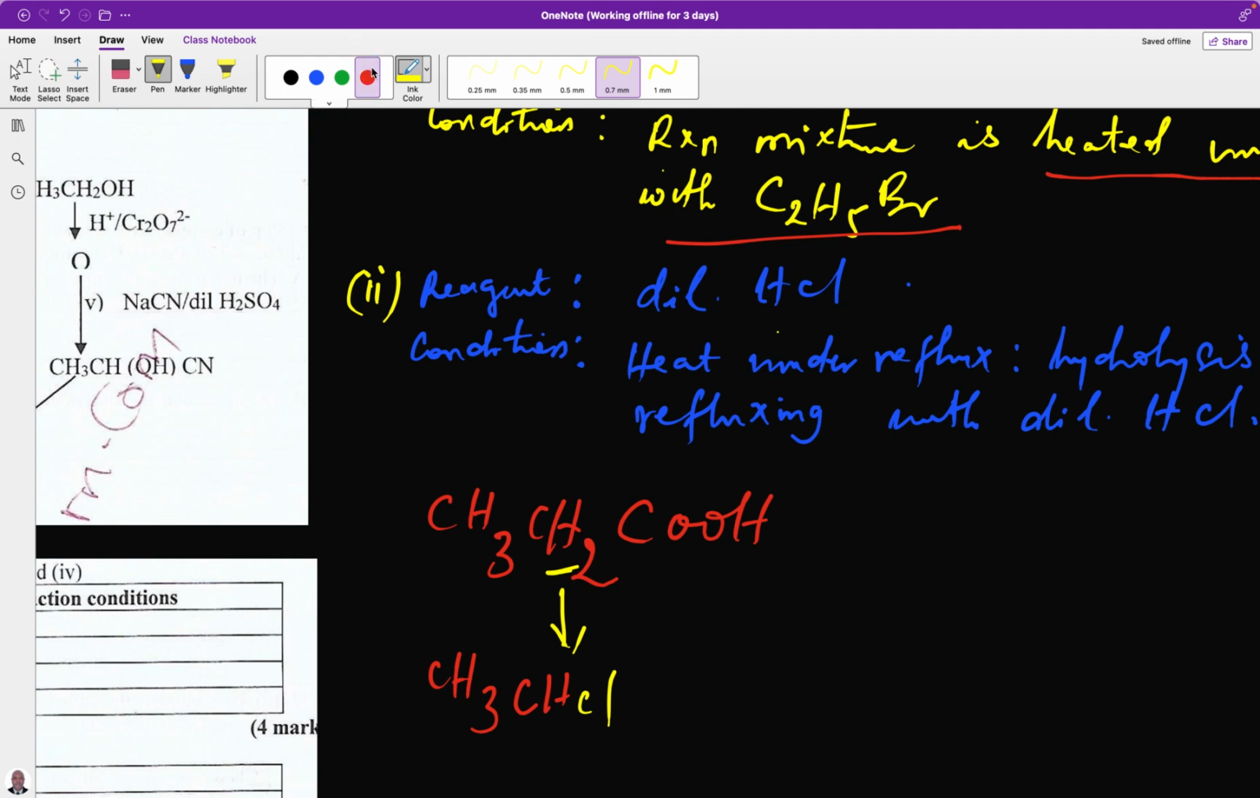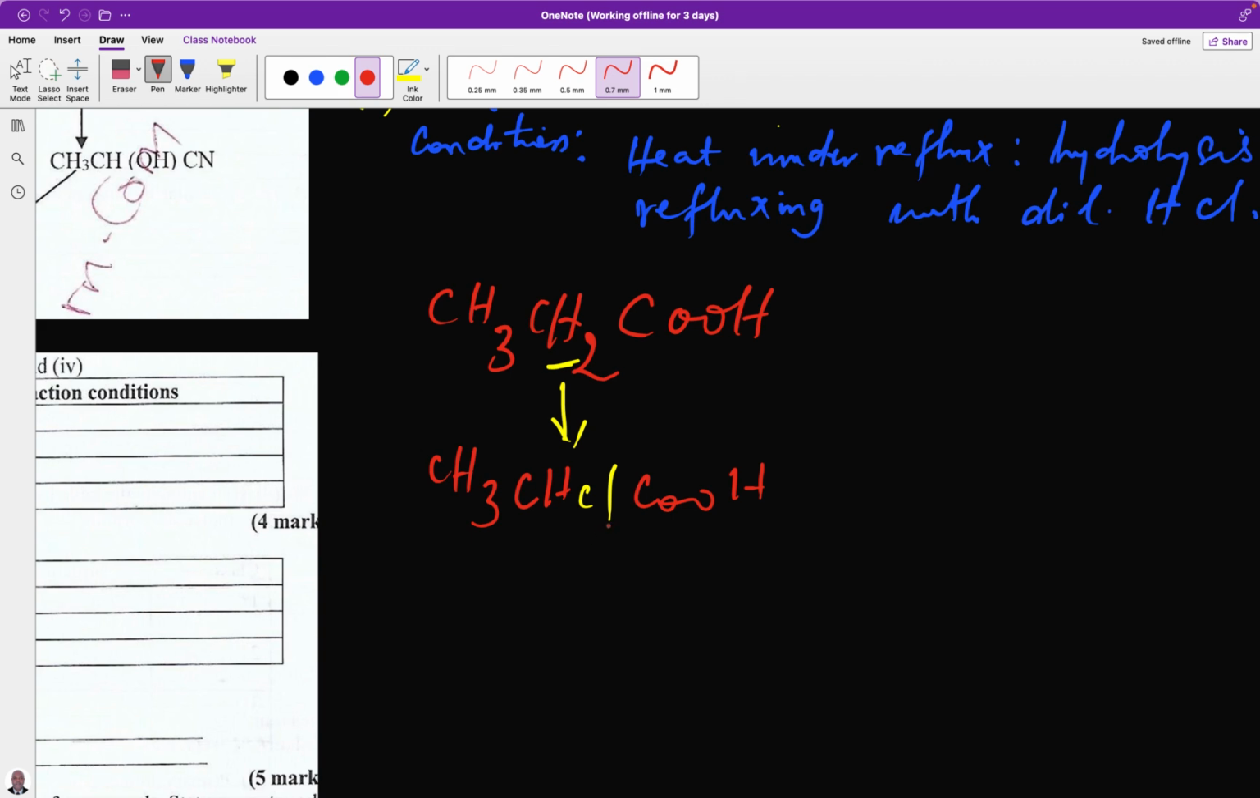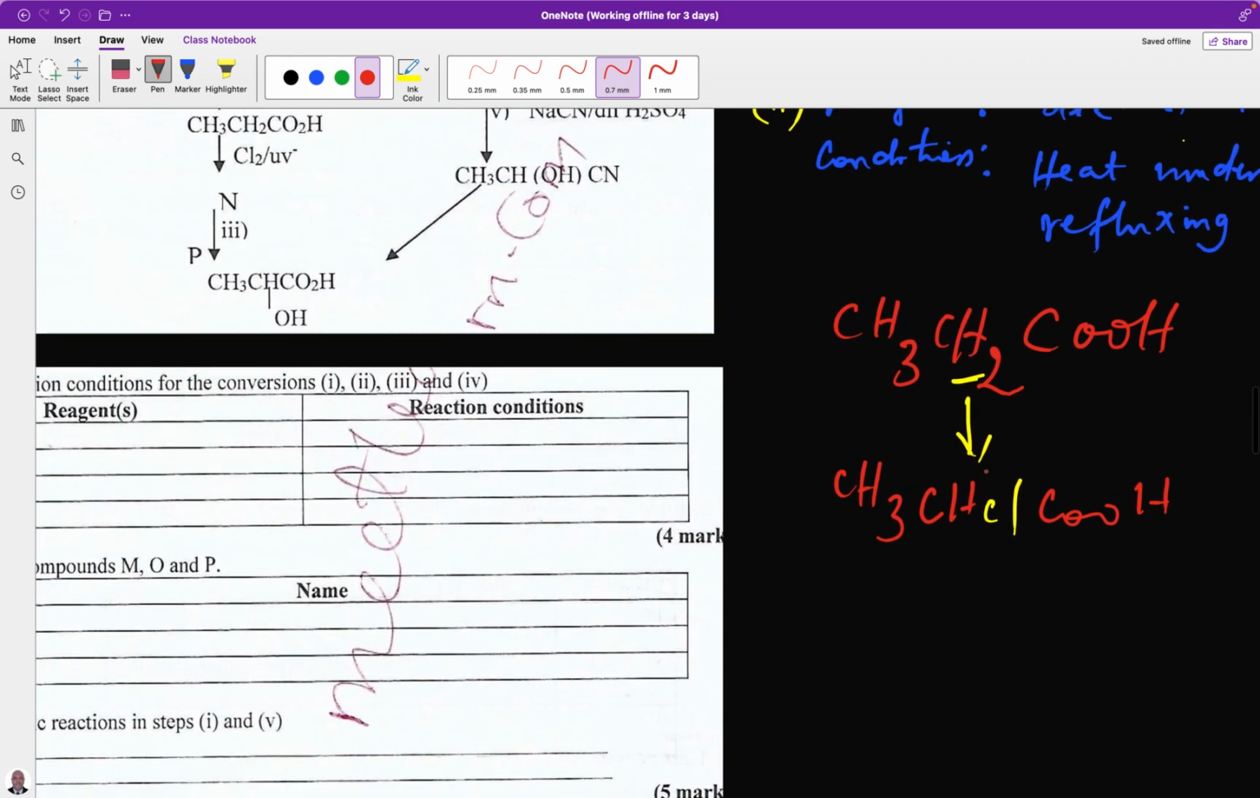Then the acid comes in again. That is a substitution reaction. Now, a further substitution will occur, and we will form this compound. We will call this compound N. This is compound N that has been formed.